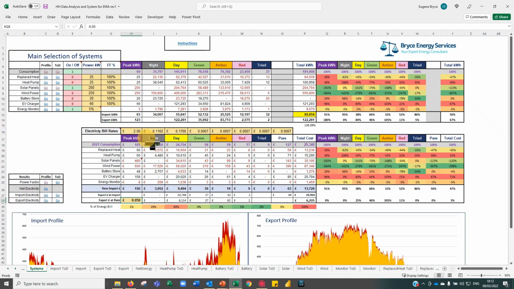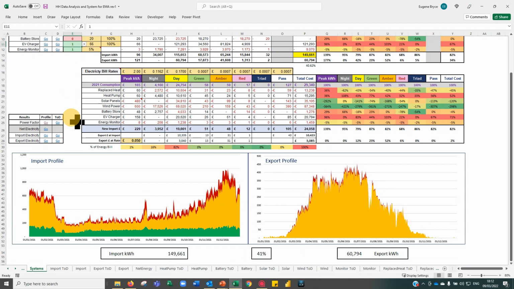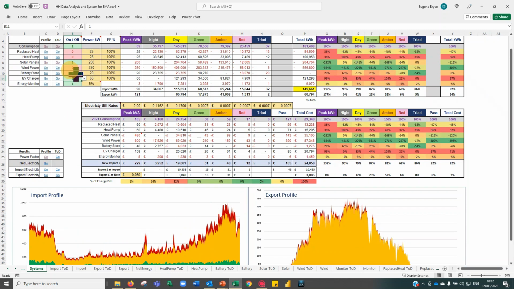So other things, I can add to this mix all these other bits of equipment. So I've considered a 66 charger. So let's add a 66 kilowatt charger, which is 3 22s. And I just do that by selecting one. Immediately you can see a change in the profile.